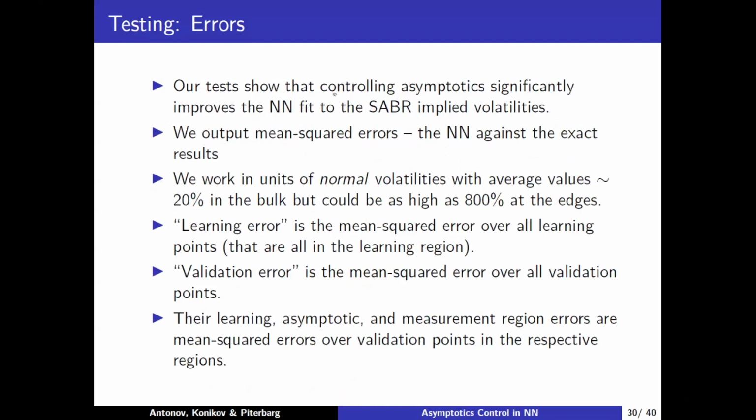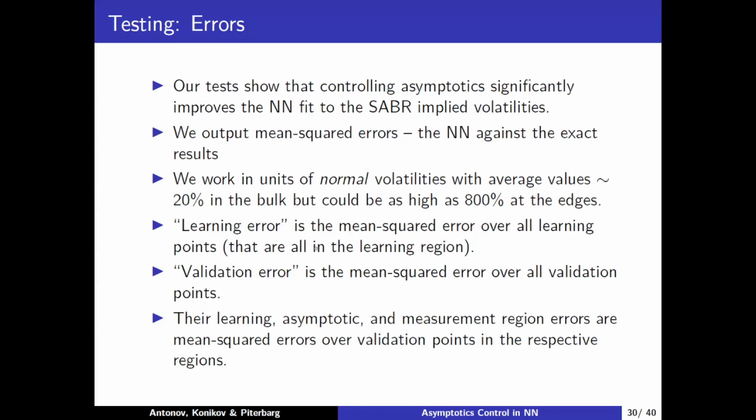Without doubt, our test showed that controlling asymptotics significantly improved the neural network fit to SABR implied volatility. So the output here is mean squared errors. We check the neural network against the exact results. We work with the normal volatilities, and the average values in the bulk, which we have calculated, are quite high. So it's not just the normal volatility of 1% we get used to, but as far as we go outside in different directions, we can have it much bigger. So this is in the learning set. However, it can be much bigger at the edges if we go really far.